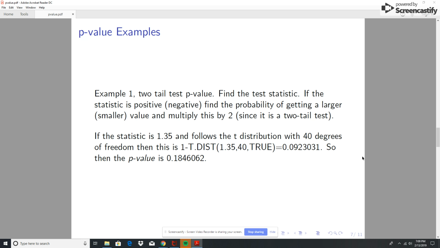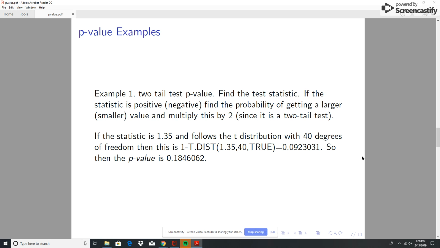All right, so I want to give a few examples of p-values and how they work. So example one, let's start with a two-tailed test. The first thing that we're doing when thinking about this is we need to find the test statistic. So let's suppose it's positive, then you're going to find the probability of getting a larger value and then multiply that by 2 since it's a two-tailed test. If you happen to get a test statistic that's negative, you would be looking at the probability of getting a smaller value and then again multiplying that by 2.